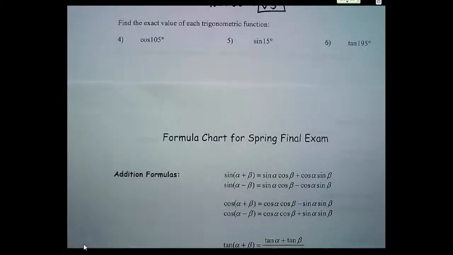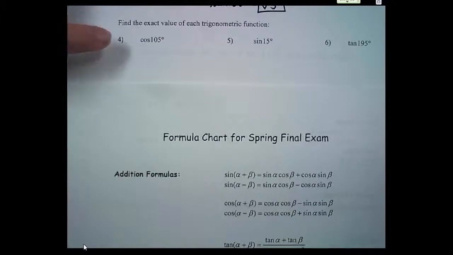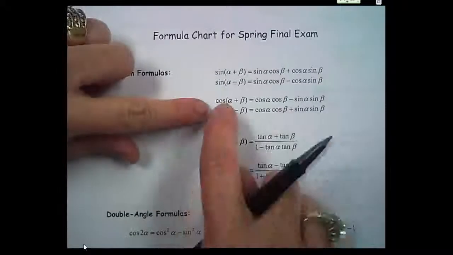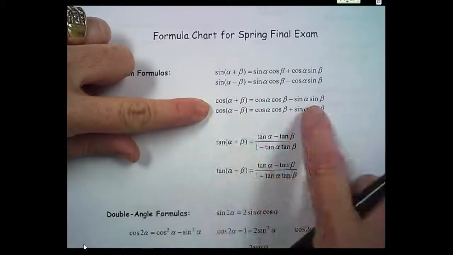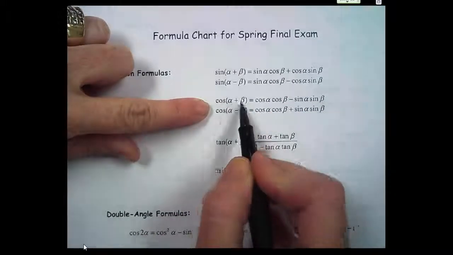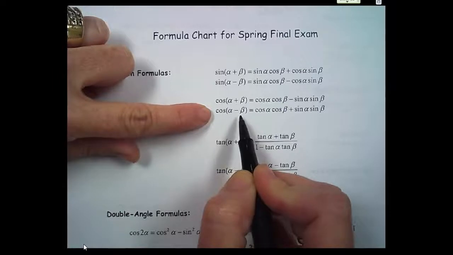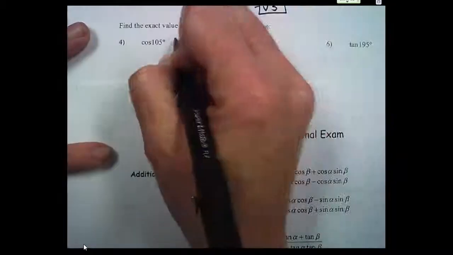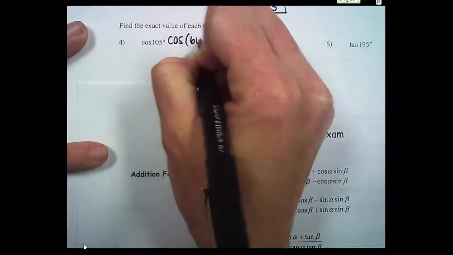So these are condensed. So you're going to look at your formulas again and say, okay, cosine of 105, and I'm going to expand it. These are the two that are the cosine. You can either add to come up with the angle or subtract. What ways could I rewrite 105? It's better to be on the unit circle. What would work? 60 and what else? 45. So I would rewrite this as cosine of 60 plus 45.